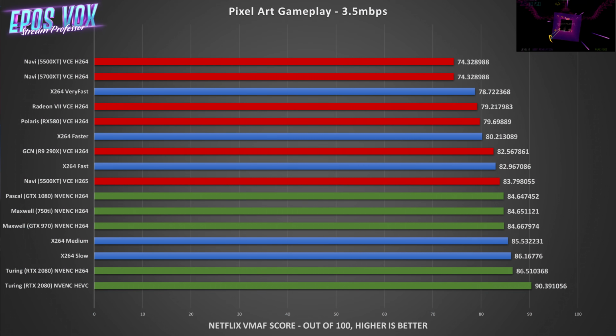Bumping up to 3.5 megabits per second, Navi's H264 just can't keep up at all. Navi's HEVC beats X264 fast, which is fairly impressive.